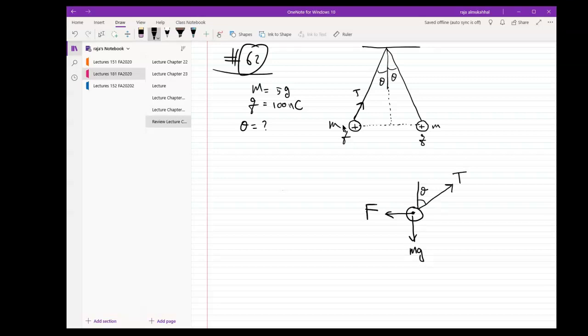And what I want to do now is resolve things into components. So the T here becomes T sine theta. Then I have here T cosine theta.